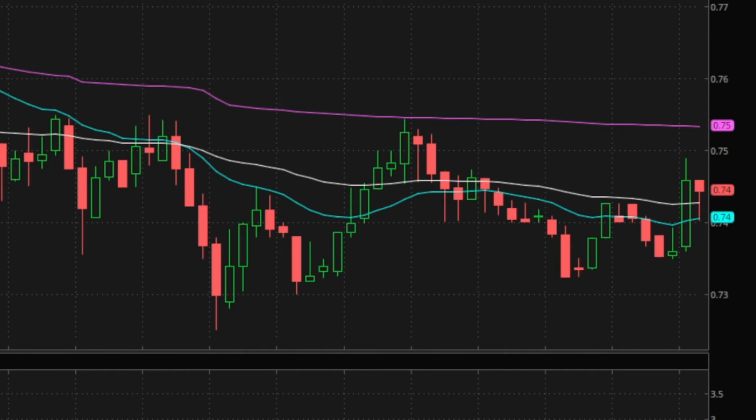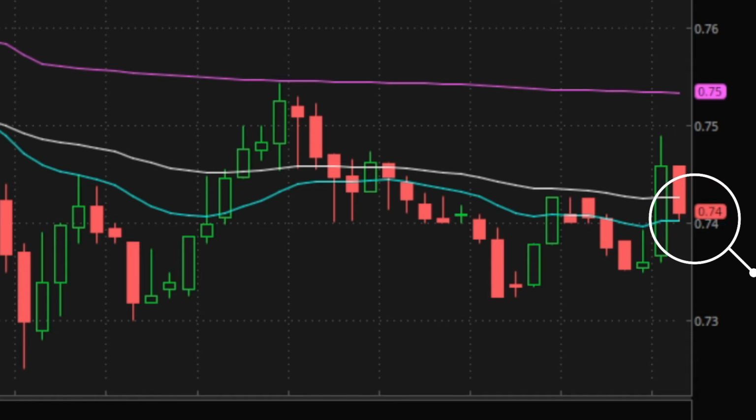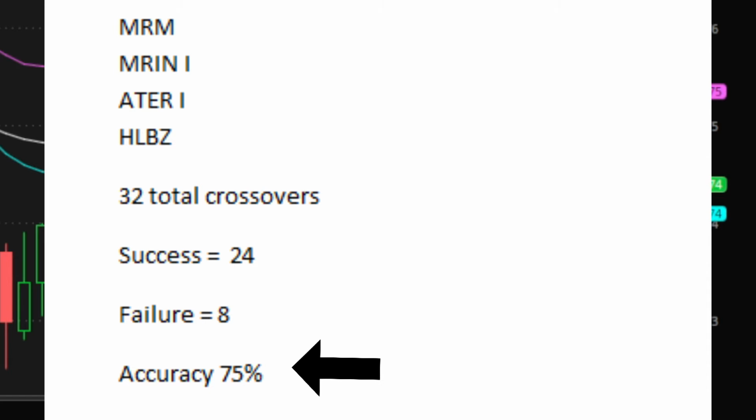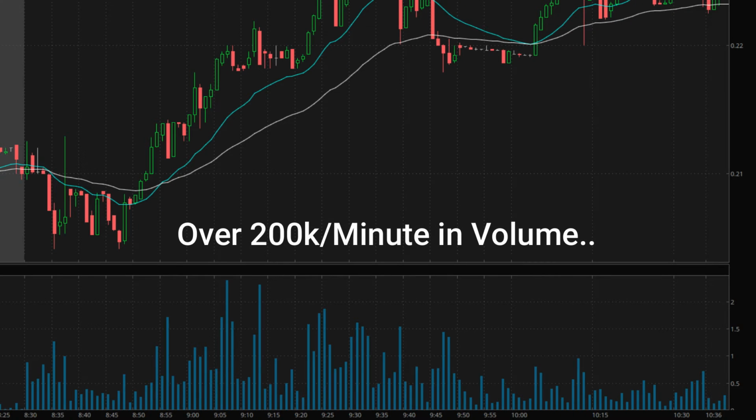I tested this strategy with both penny stocks and large caps with AMD, and we got some mixed results with both of these. With penny stocks, we had a total of 32 crossovers, with 24 of them being successful and 8 failures, giving it an accuracy rate of 75%. And again, this is with high volume, so only in moves that had over 200,000 shares traded per minute. Honestly, you have to wait for good volume with these setups.